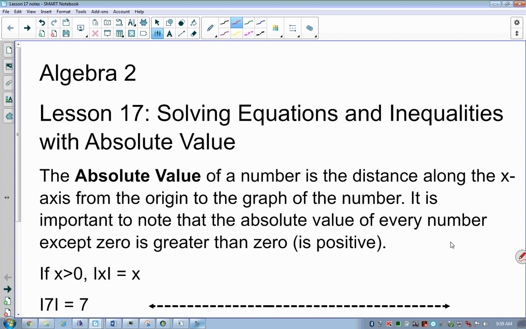Algebra 2, Lesson 17. We're going to talk about solving equations and inequalities with absolute value. This picks up in your book on page 116, in case you're interested.